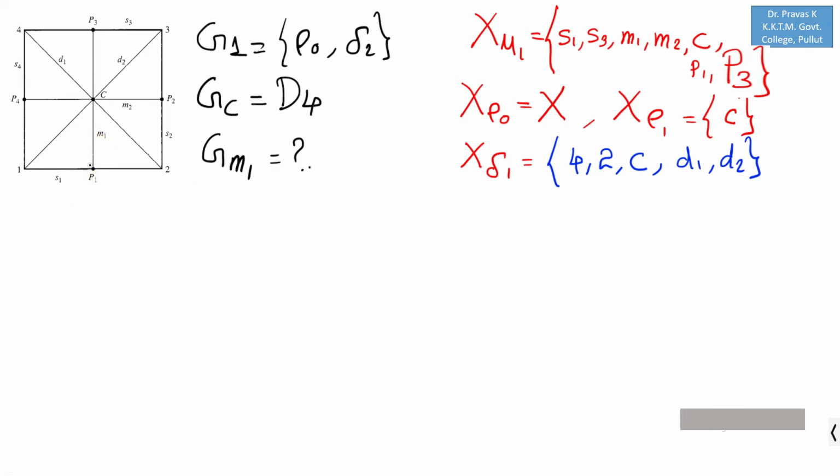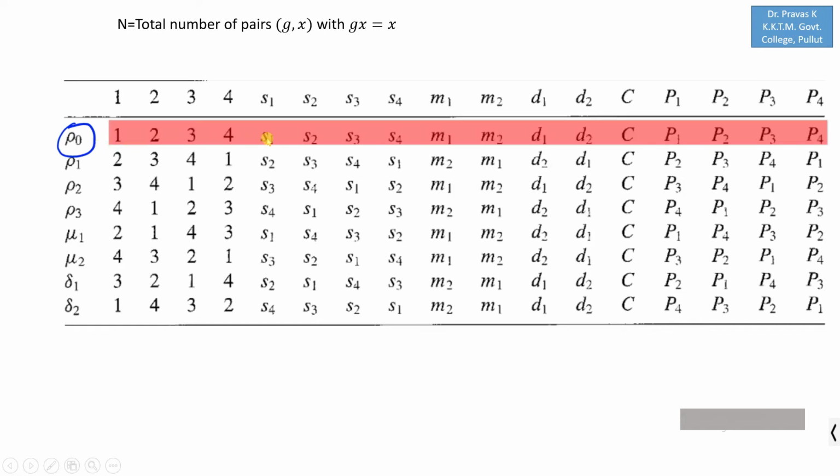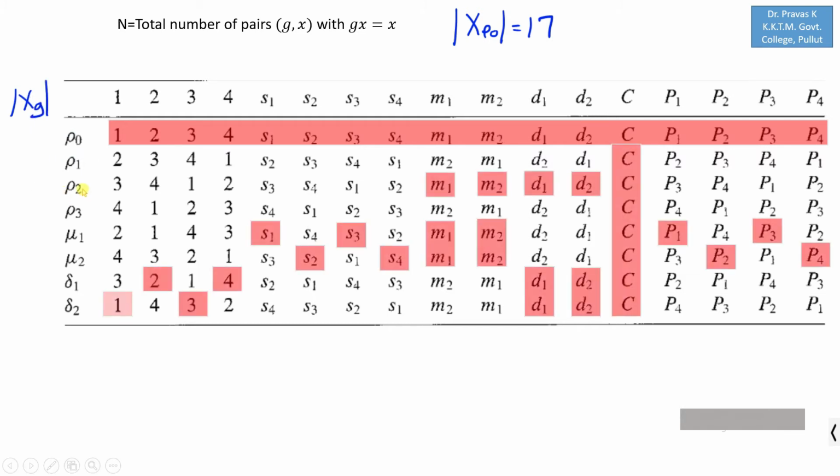Now let us go to the next topic. Here let us consider the table once again. Here we are going to count the total number of pairs (g, x) with gx equal to x. If you look at rho0, you can see that rho0 leaves all the elements of X fixed, which means that X_rho0 contains 17 elements. Now if you look at all such elements in X which are fixed by other elements of the group, you can see that there are a total number of 48 such elements which are left fixed by the group elements, which means that there are 48 pairs (g, x) with gx equal to x.